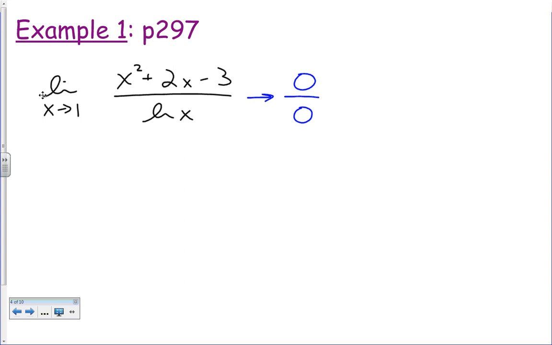All right? So L'Hopital says to do the following. He says take the derivative of just the numerator, x squared plus 2x minus 3. Don't use quotient rule here. Just simply take the derivative of the numerator. So it's going to be 2x plus 2. And then divide that by the derivative of the denominator. Now the denominator is natural log of x. Its derivative, of course, is 1 over x.